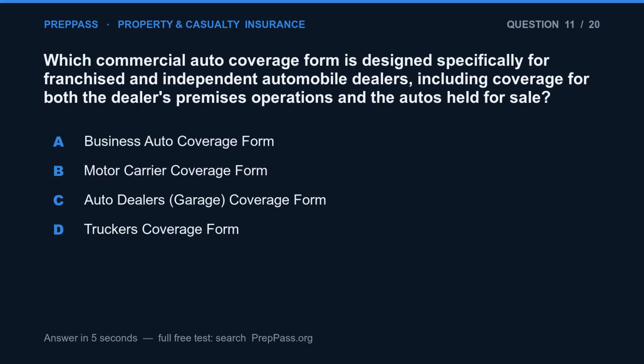Question 11. Which commercial auto coverage form is designed specifically for franchised and independent automobile dealers, including coverage for both the dealer's premises operations and the autos held for sale? A. Business auto coverage form. B. Motor carrier coverage form. C. Auto dealers, garage, coverage form. D. Truckers coverage form.